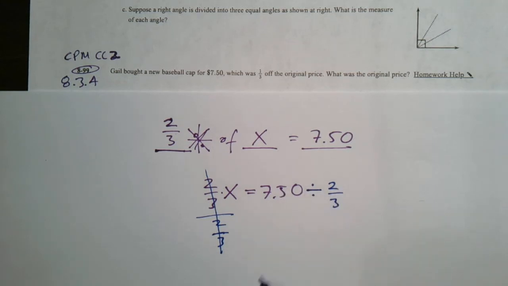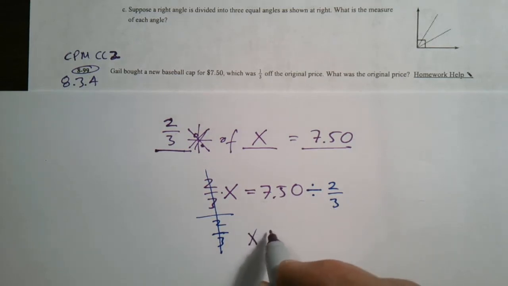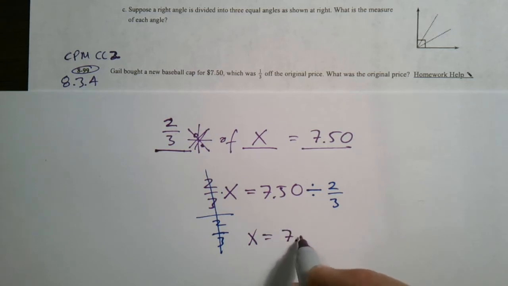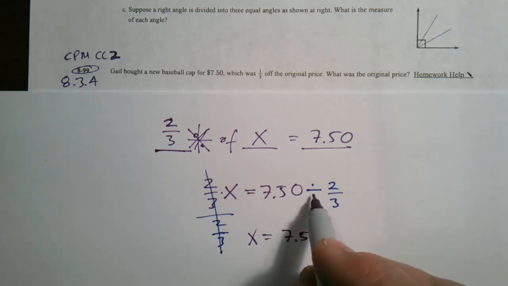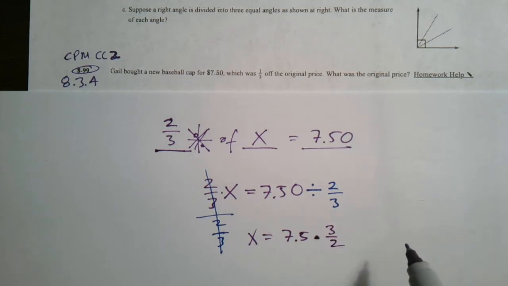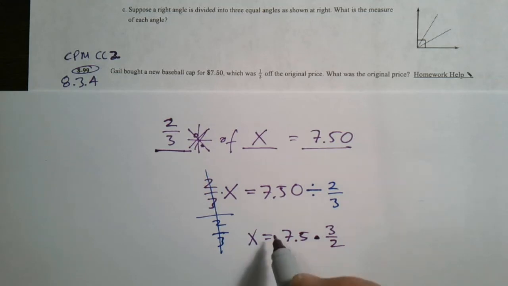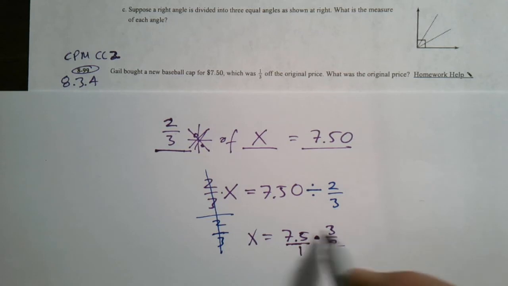Now you're looking at this going, how do I do that division? Well, if we had a calculator, we could put that in, but I think this is one we can figure out without a calculator. I'm going to show you how. So 750, so it's 7.5. And instead of division by a fraction, what do we do? When we divide by a fraction, it's actually the same as multiplying by the reciprocal. So I'm going to take 7.5 and multiply that by 3/2, putting the 7.5 over 1.